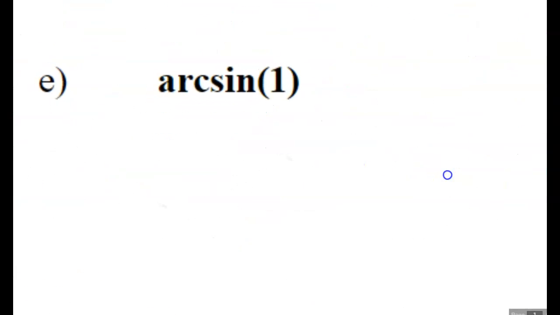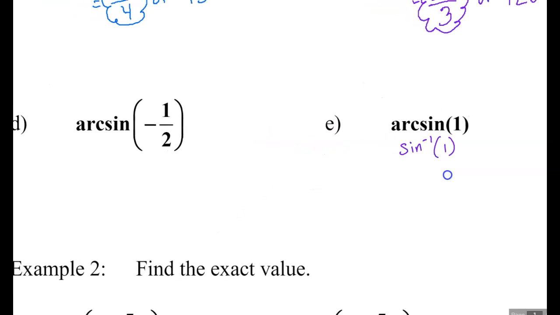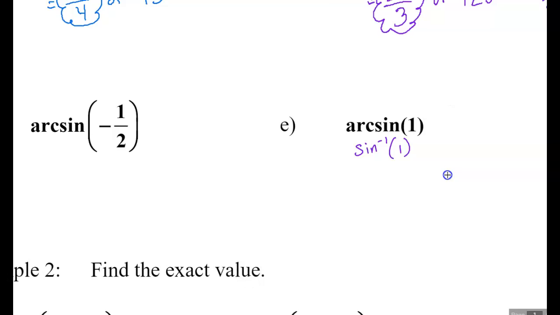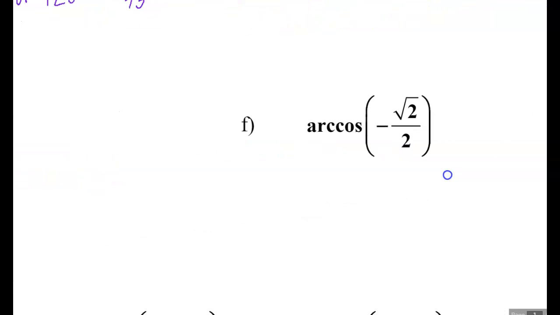Oh, I also want to mention just really quickly, whenever it's a sine with a negative 1 exponent like this, it's just another quick way to write inverse of sine. This part D would be inverse of sine of negative 1/2. E would be inverse of sine of 1, and F would be inverse of cosine of negative square root.